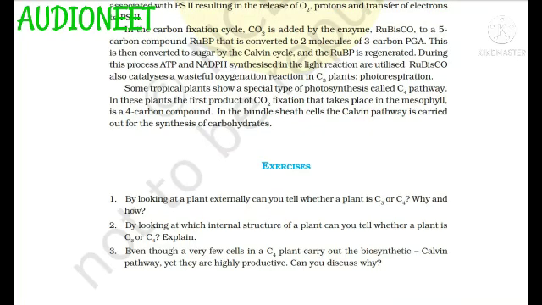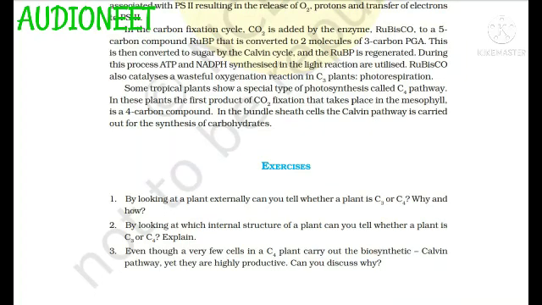In the carbon fixation cycle, CO2 is added to the enzyme Rubisco, to a 5 carbon compound RuBP that is converted to 2 molecules of 3 carbon PGA. This is then converted to sugar by the Calvin cycle, and the RuBP is regenerated. During this process, ATP and NADPH synthesized in the light reaction are utilized.